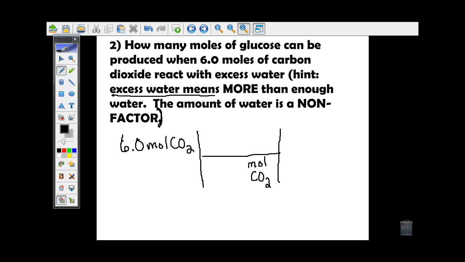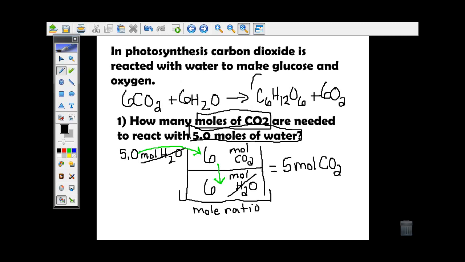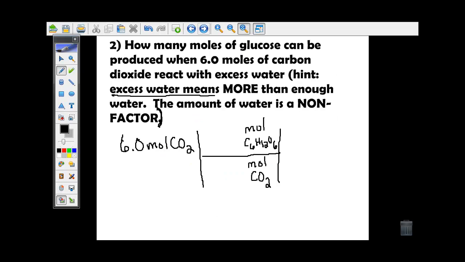Now on the top, we're asked to find moles of glucose. So I'm going to put mole of C6H12O6. Now I'm going to go back and look at my reaction. If you go back to your reaction, for every 1 mole of glucose, you need 6 moles of CO2. So 1 mole of glucose, we need 6 moles of CO2. Remember that this is the mole ratio step, and this is the step that you're going to have in every single stoichiometry problem. You're going to have a mole ratio step in every single problem.